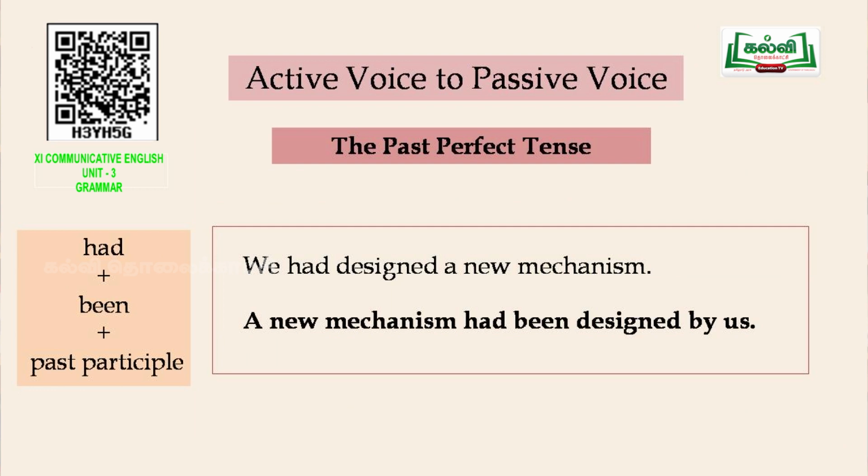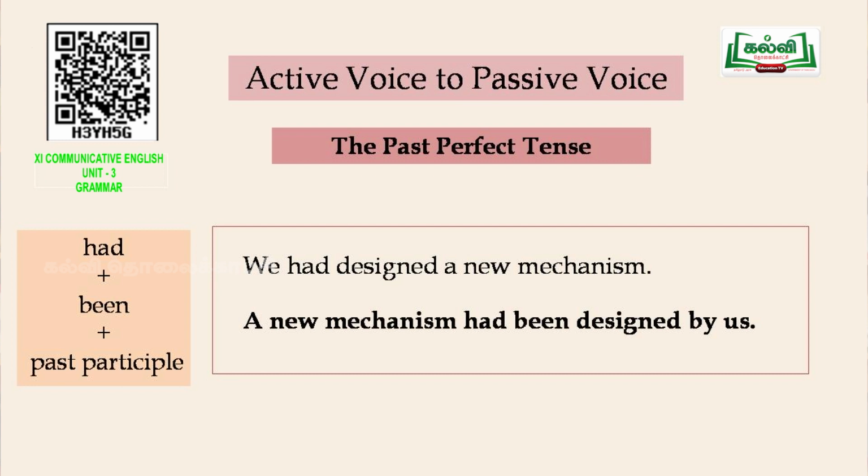Now we move on to the past perfect tense. Had plus been, been plus past participle of the verb. Now whether the subject is singular or plural, you have only had, had. Only for present perfect you have has and have. Has for the singular and have for the plural. Here for the past perfect, had for both singular and plural.